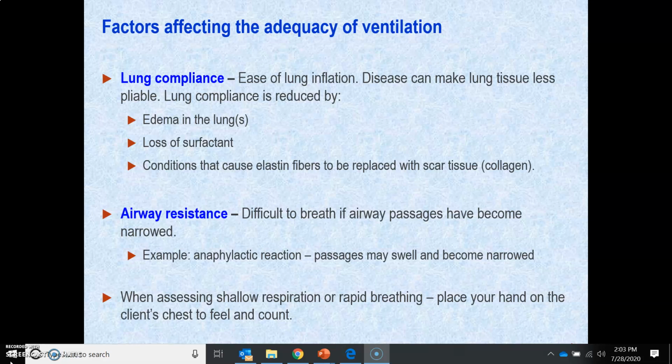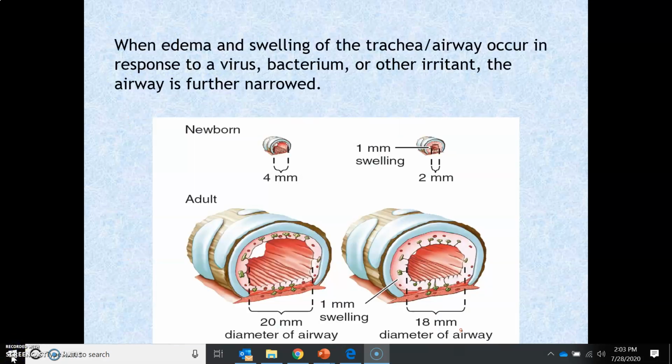move air. Okay. As you learned probably in health assessment, you can count a respiratory rate by placing your hand on the chest and counting that way. Just keep in mind when you do that, the client knows what you're doing and they can manipulate their respiratory rate. So this diagram depicts what swelling or edema of the airway will do.